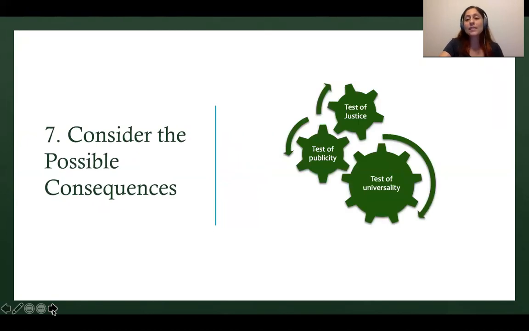Number 7, consider the possible consequences of the decisions that you have on the table. I personally like these 3 tests. First, the test of justice. This basically involves asking yourself, would you treat others the same in this situation? So if you take the gift from this client, will you take gifts from all your other clients too? If the answer is no, you might need to pick a different option. Note that in this case, if you're taking culture into consideration, accepting a gift from this client, but maybe not others, might still be appropriate. It just depends.